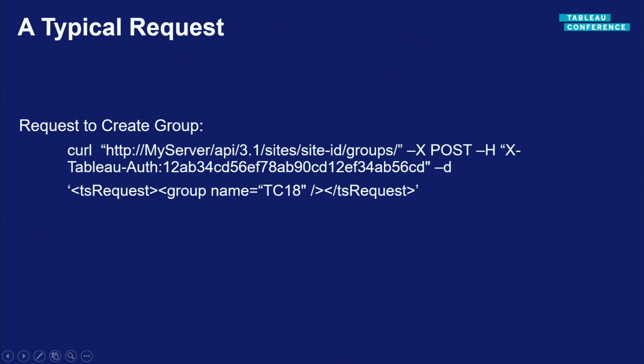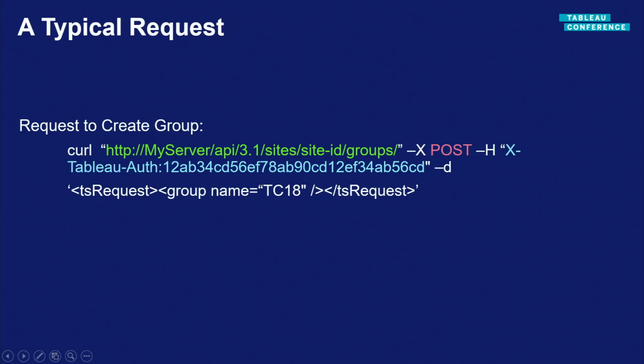Now let's take a look at a typical REST request. Here, we have composed a raw request to create a group in Tableau Server. There are 4 major components. The first one, in green, is the URI or the endpoint. Here, as you can see, we are pointing to the specific site and asking for the groups. Second is the HTTP verb. Here, we're using POST for creation.